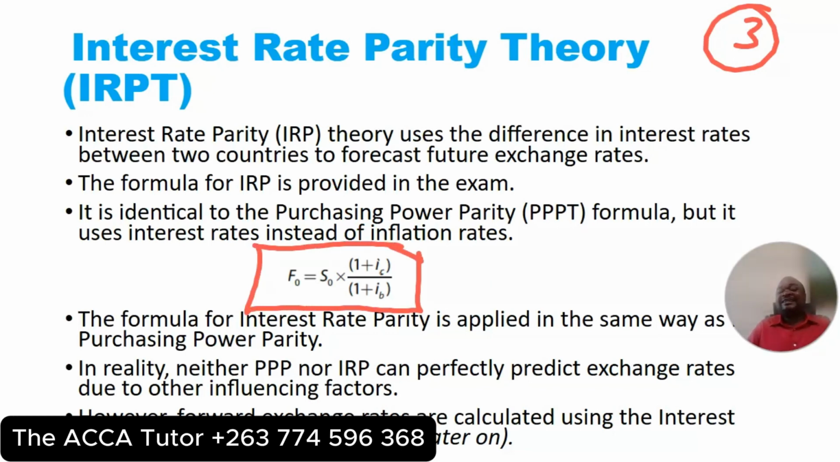As you can see, it is identical to the purchasing power parity. However, we have determined that the purchasing power parity theory is used to forecast the expected spot rate. But in this case, we are forecasting the forward rate. Okay? We are actually forecasting the forward exchange rate. The forward exchange rate, forward contract, all those things. All right.